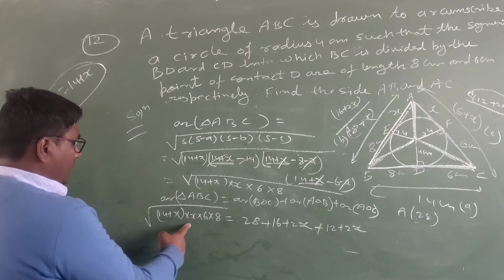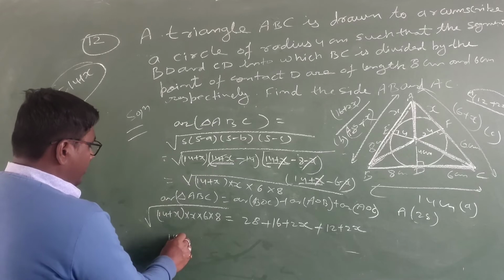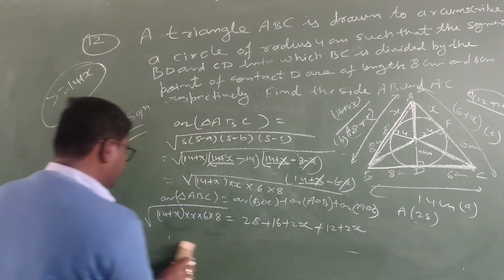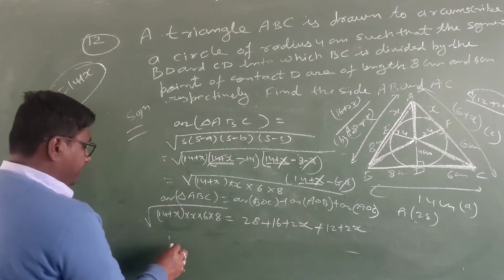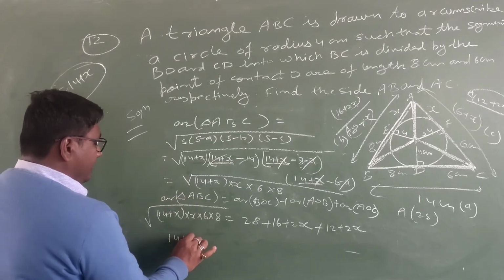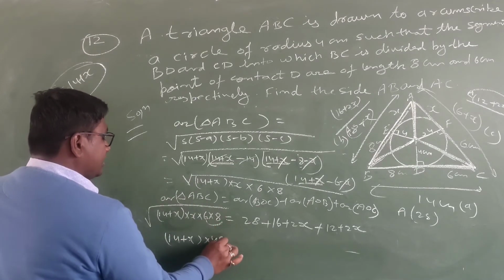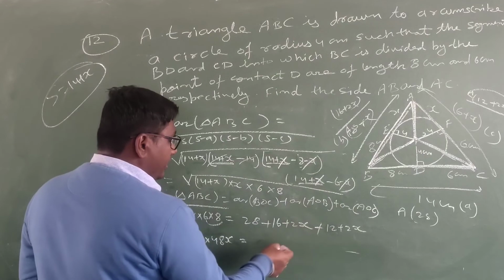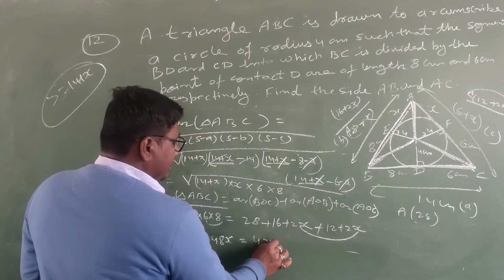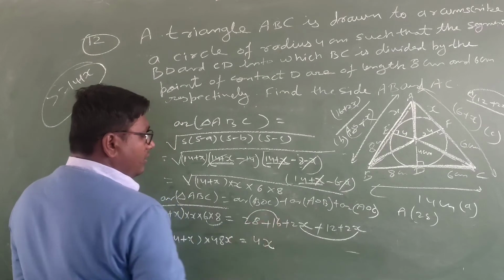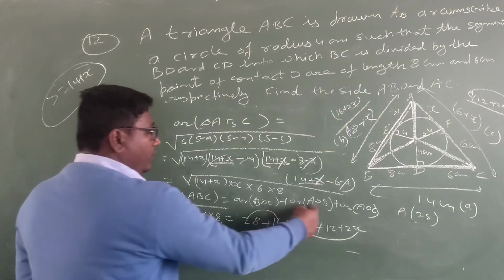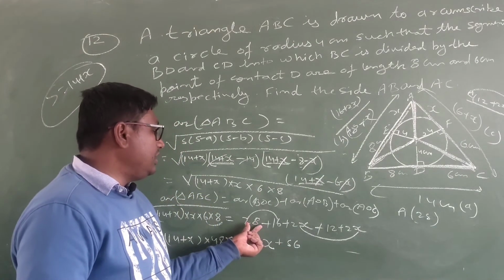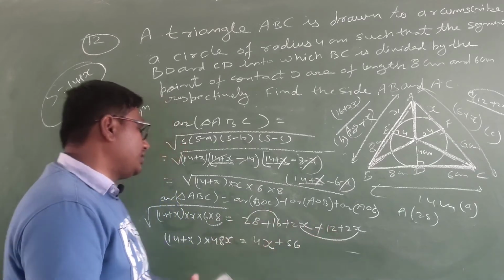So here what to do? 14 into x will be 14x. No, we need to wait. First of all we need to solve this. This will be 48x. 14 plus x into this will be 48x. This root will be in square, going to that side, this will change into square. So here 2x plus 2x will be 4x, and then 28 and 16 will be 44, and 44 and 12 will be 56. This will be 56.